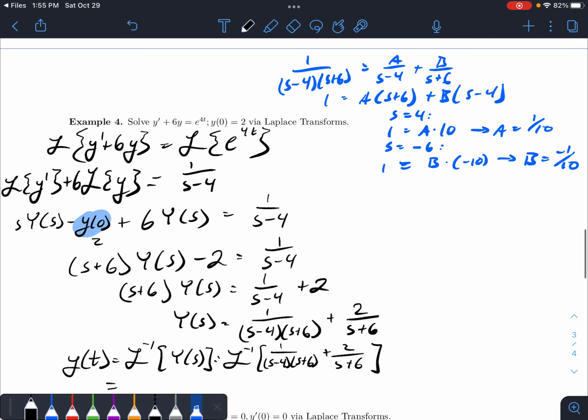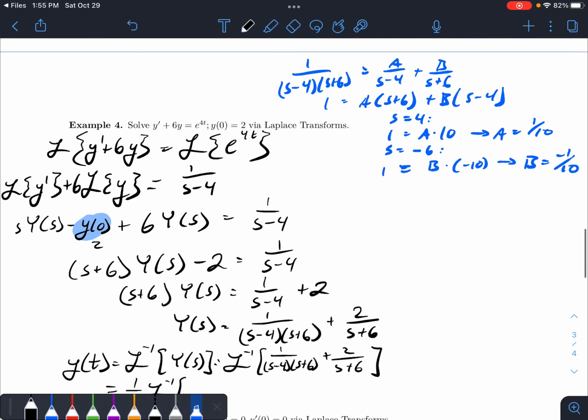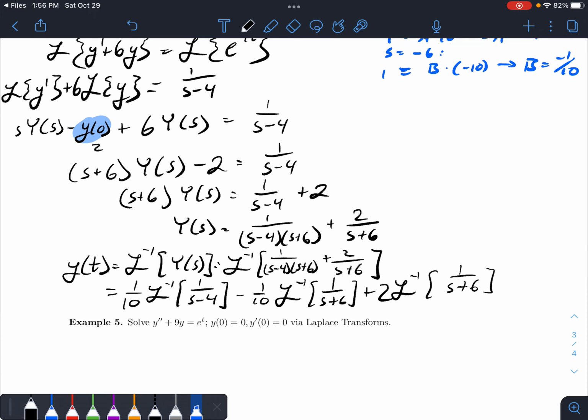So coming back down here, this is equal to, so I can split this up as a over s minus 4 plus b over s plus 6, and then pull out our a and our b. So a is 1/10, and it's inverse Laplace of 1 over s minus 4, plus b times inverse Laplace of 1 over s plus 6, and then plus 2 times the inverse Laplace of 1 over s plus 6.